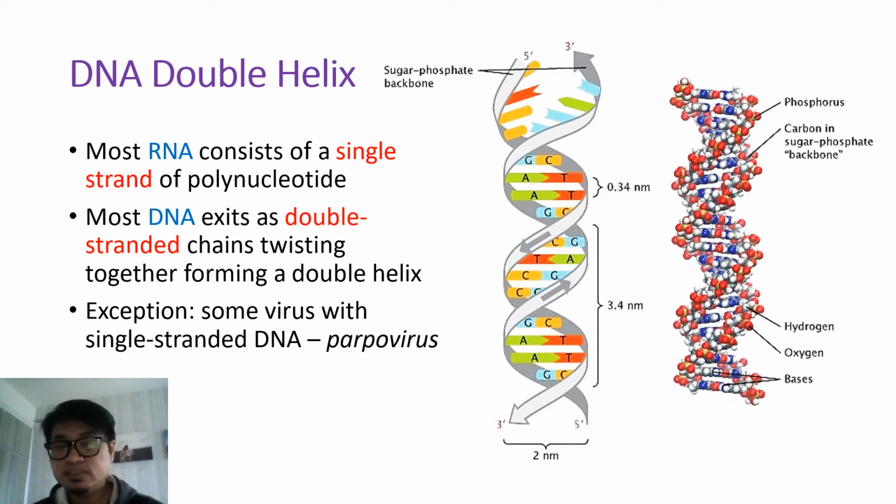The important thing that you must know about the double helix is there are two different strands, which are bound together in the middle with hydrogen bonds. Most RNA consists of a single strand of polynucleotide, and most DNA exists as a double-stranded chain which is twisting together forming a double helix. But there's a section of virus called parvovirus because they only have single-stranded DNA.